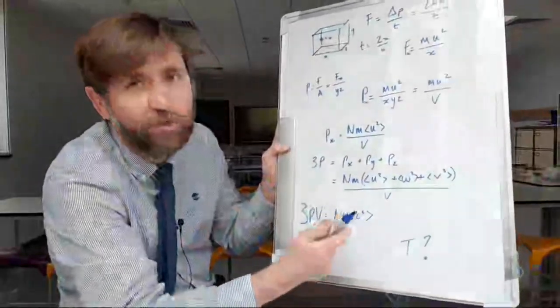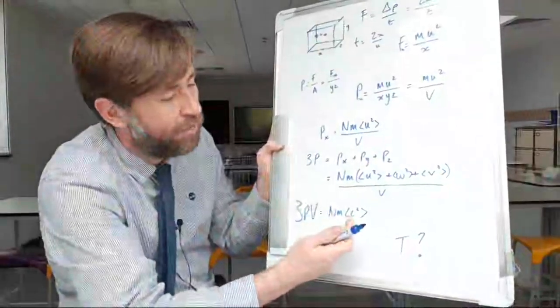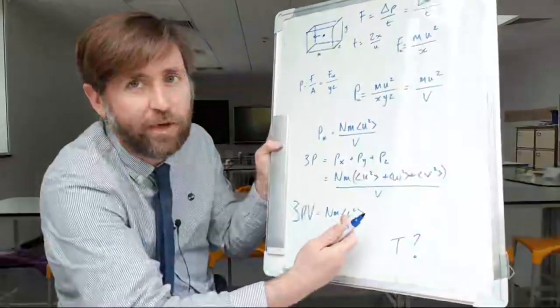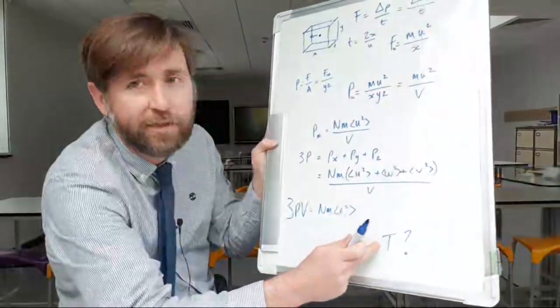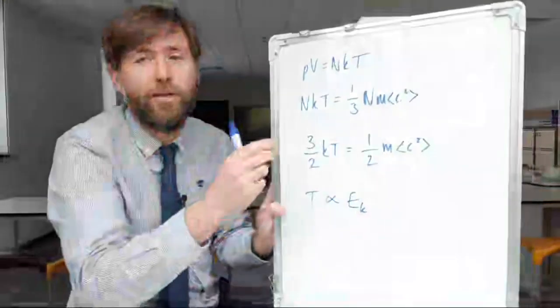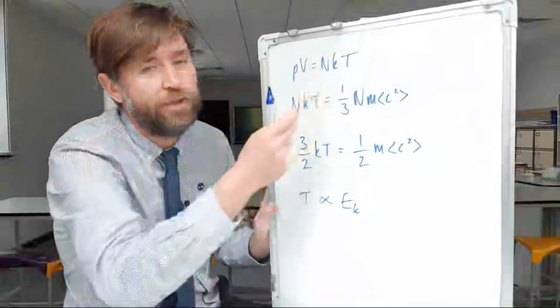And you can see now that we feel like we're close to this idea of kinetic energy. We've got something in there that's related to average kinetic energy. But where are we going to get temperature from? Well, where else have you seen PV? You've seen it in the ideal gas equation. So that's another first principle.